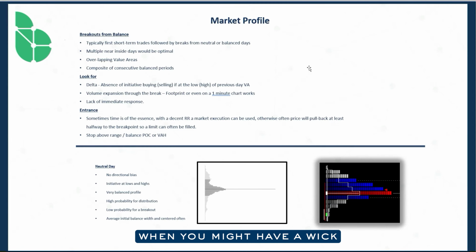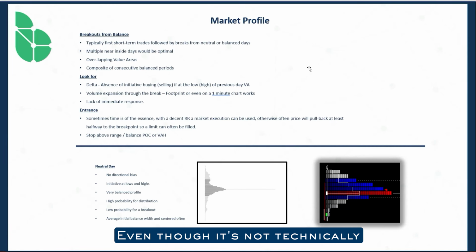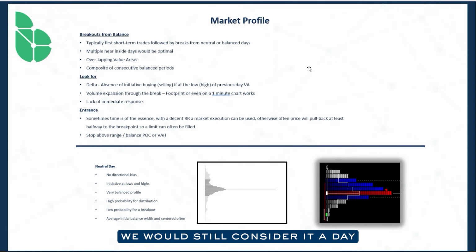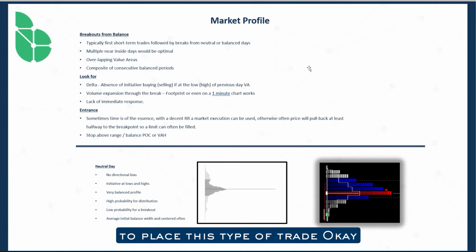But there's sometimes obviously when you might have a wick that somewhat exceeds the previous day or the previous days, and that is still something that's considered balance, even though it's not technically considered inside. We would still consider it a day that adds to that overall session or composite balance. All right. So as long as there's no major deviation, so multiple days that have pretty tight range, overlapping value areas, most of their mass or most of the activity taking place within the same general area, these are good days or rather periods to use to place this type of trade.